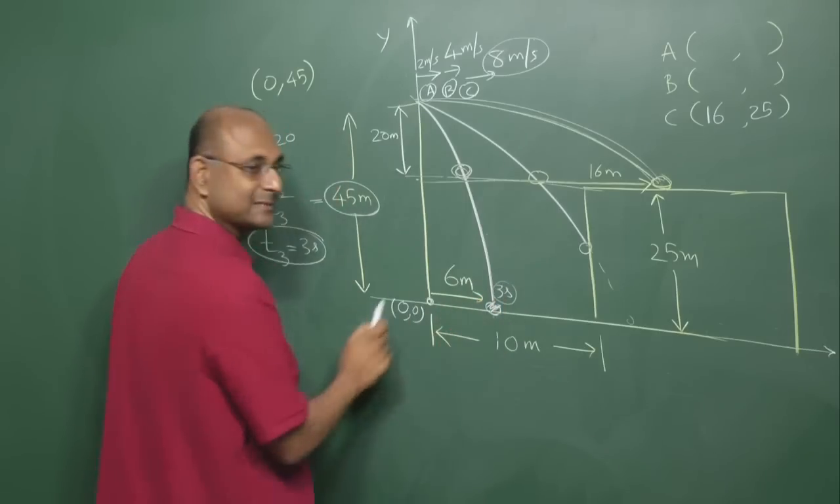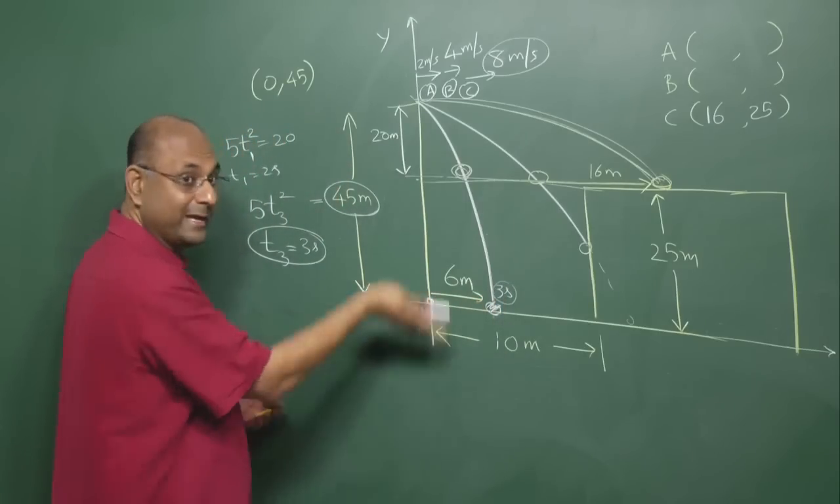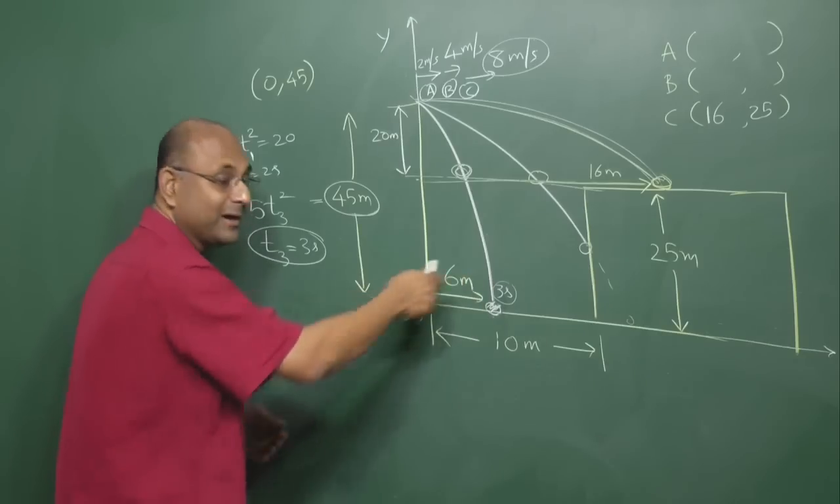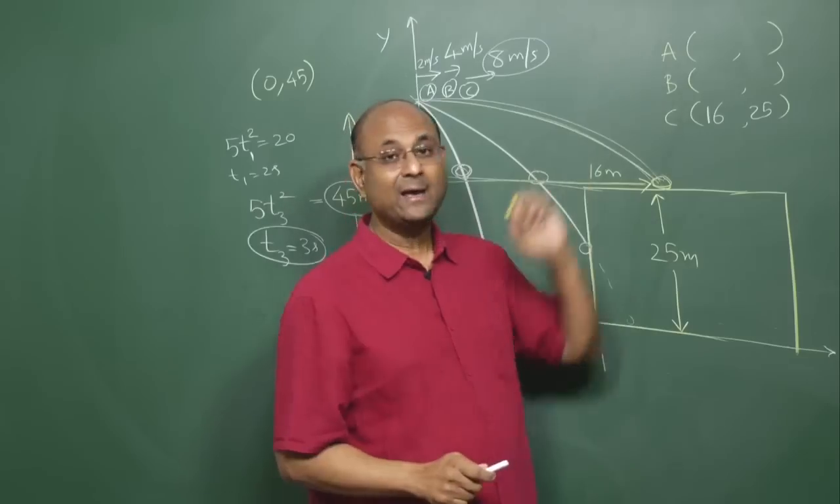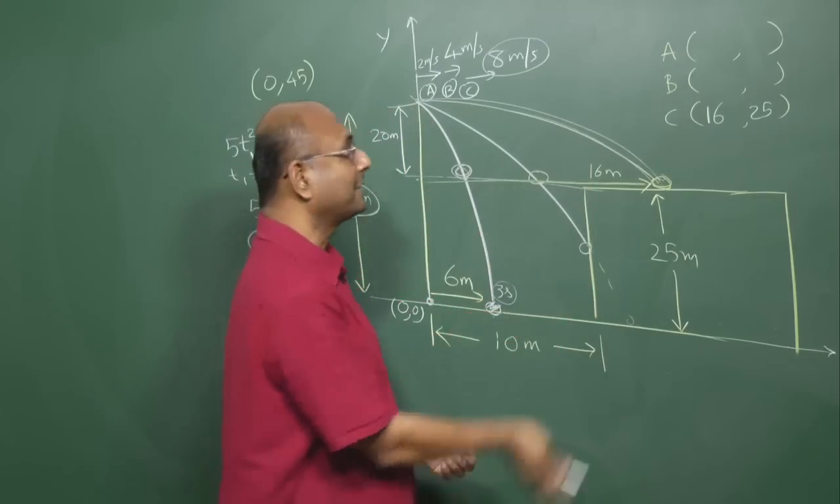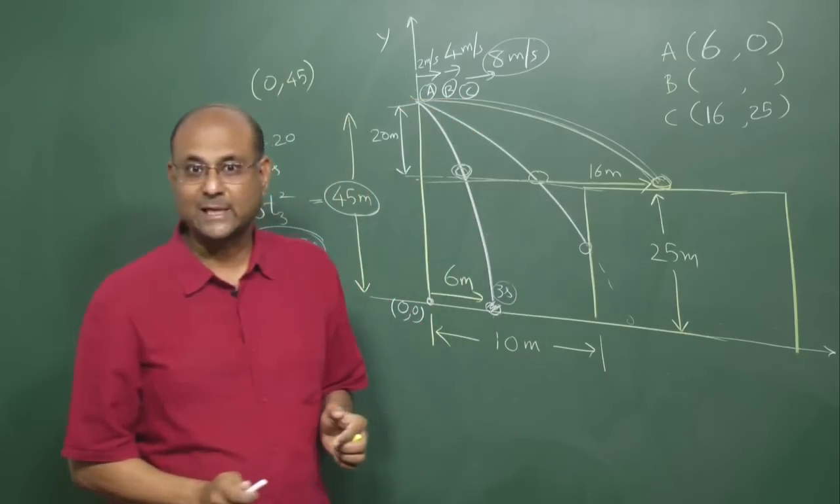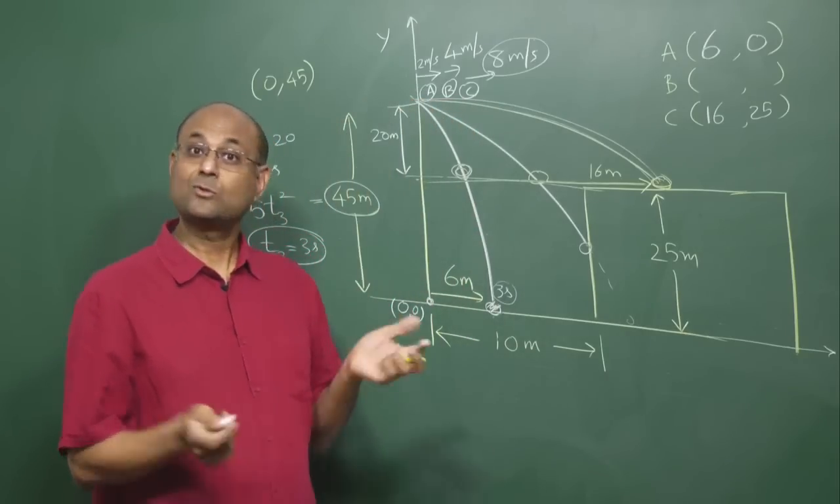This is 6 meters. What is its coordinate? Y coordinate is 0 because the height is 0. X coordinate 6. So A has gone 6 meters, but Y coordinate is 0. So this is (6, 0). So I hope that is clear. Let us look at B.